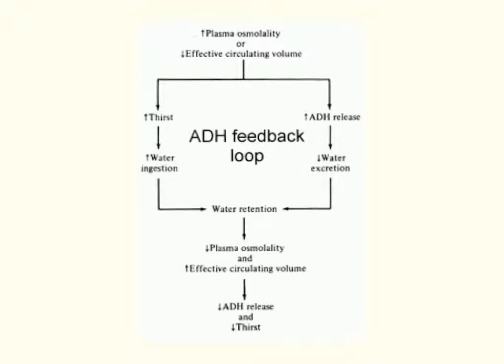So here's a feedback loop for ADH. I was going to try and draw this, but it would be really messy if I tried to on this app, so I just took this one from Google Images. And it's got some big language in it, but we'll just work through it here. So we start up at the top, right here. So here's our trigger, an increase in plasma osmolality, or our water balance is off, our osmotic pressure is too high. So we get these two responses.